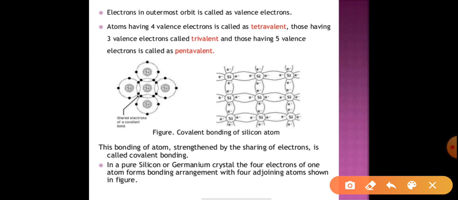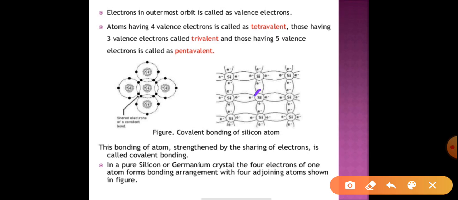Okay, so whatever electrons are in the last orbit, suppose this is the silicon structure. It has 4 valence electrons in the last orbit, because the remaining orbits are complete. So the atoms in the last orbit try to find electrons in the nearby atoms, and they will complete their octet. And octet means 8 electrons.